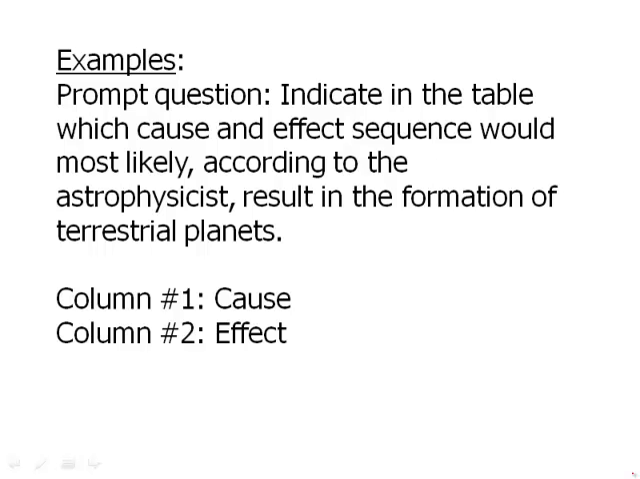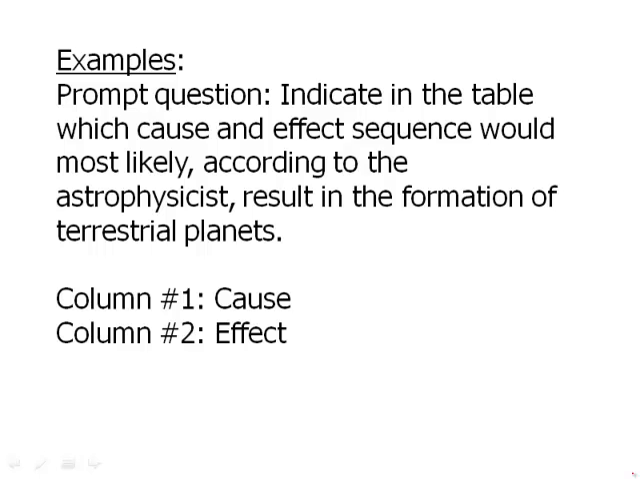Here's another example. Indicate in the table which cause and effect sequence would most likely, according to the astrophysicist, result in the formation of terrestrial planets. So apparently here we had a prompt paragraph, an astrophysicist telling us something about how planets form, that sort of thing. So we have to identify one thing that would be a cause and another thing that would be an effect of that cause. So notice that here the two columns are much more interrelated. What effect I pick probably is going to depend in part on what cause I pick.